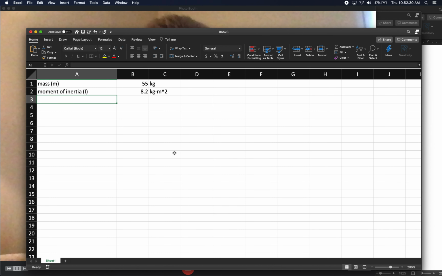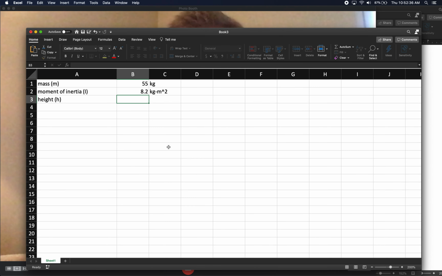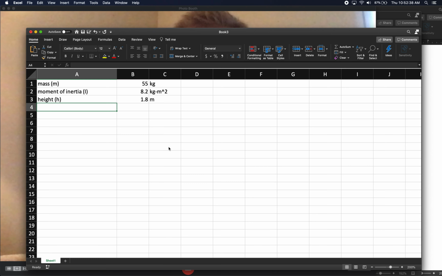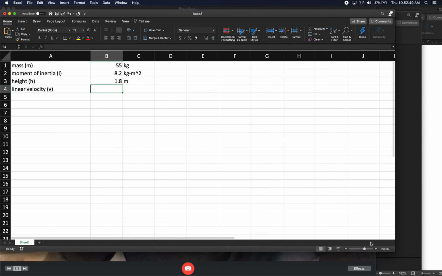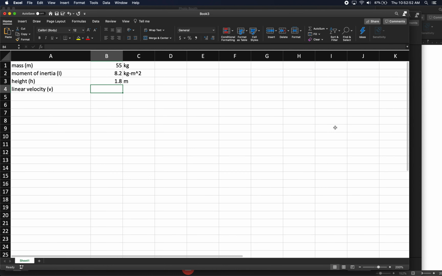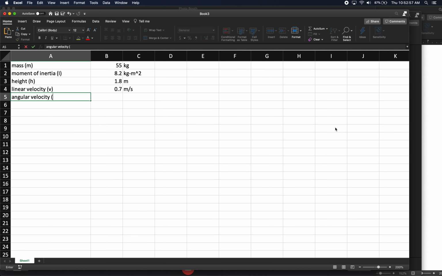Okay, we also need the height above the ground that the gymnast was. That was 1.8 meters at the peak height. We were given their linear velocity, V, 0.7 meters per second. Then their angular velocity, omega, which was 4.5 radians per second. And then we also need gravity, gravitational acceleration, which is 9.81 meters per second squared.